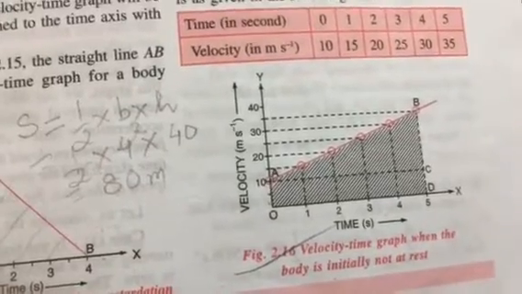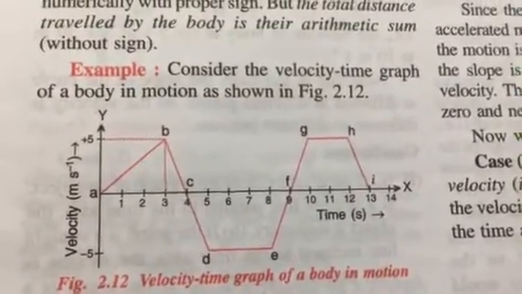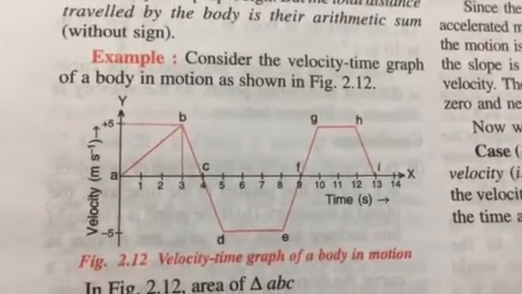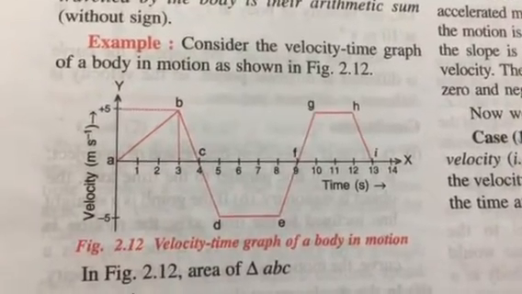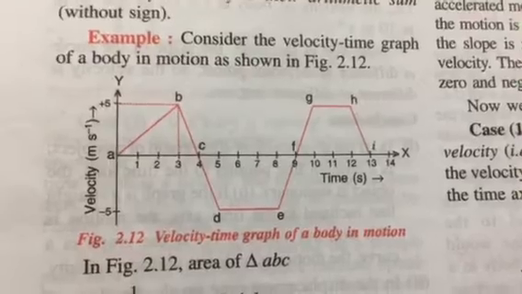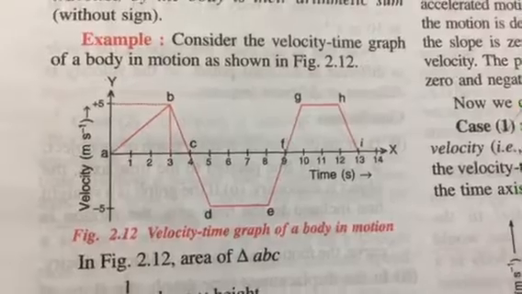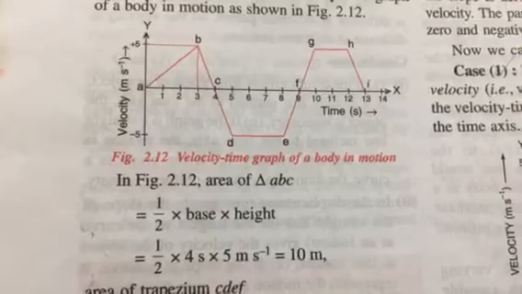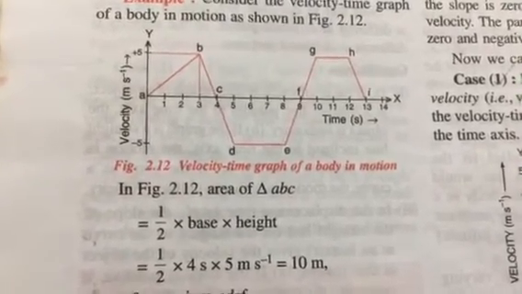Let us take a bigger graph for reference. Here, if you can see, there is a velocity time graph of a body which is moving at a particular velocity. So please have a look at the triangle ABC. If you look at the triangle ABC, then height would be 5 and base, clearly have a look, would be 4. So area of triangle ABC would be half into 4 into 5 meter per second, which is 10 meter.